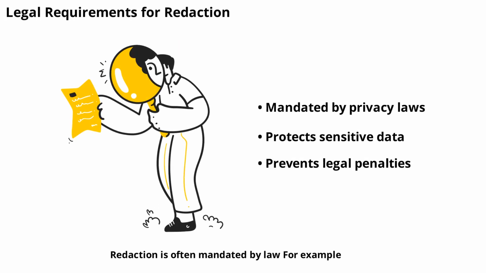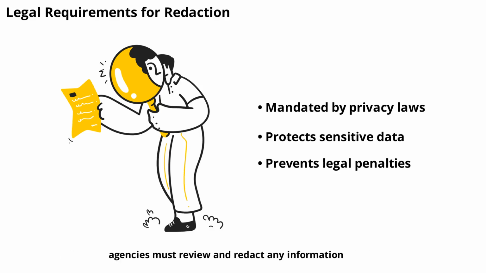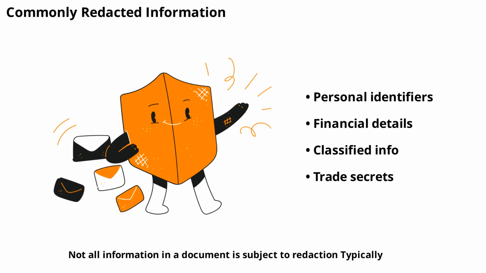Redaction is often mandated by law. For example, privacy laws like the General Data Protection Regulation, GDPR, in Europe, or the Health Insurance Portability and Accountability Act, HIPAA, in the United States require organizations to protect personal data. When documents are requested through Freedom of Information laws, agencies must review and redact any information that could violate privacy or security rules. Failure to properly redact documents can result in legal penalties, loss of trust, and even harm to individuals or organizations.